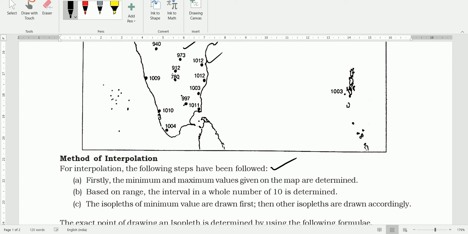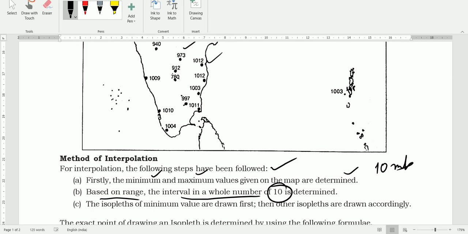First determine the minimum and the maximum values. Then based on the range, we have to determine the interval. Here we have selected an interval of 10 millibar. Usually in weather maps we use this interval of 10 only, mainly. That is why we have chosen 10.